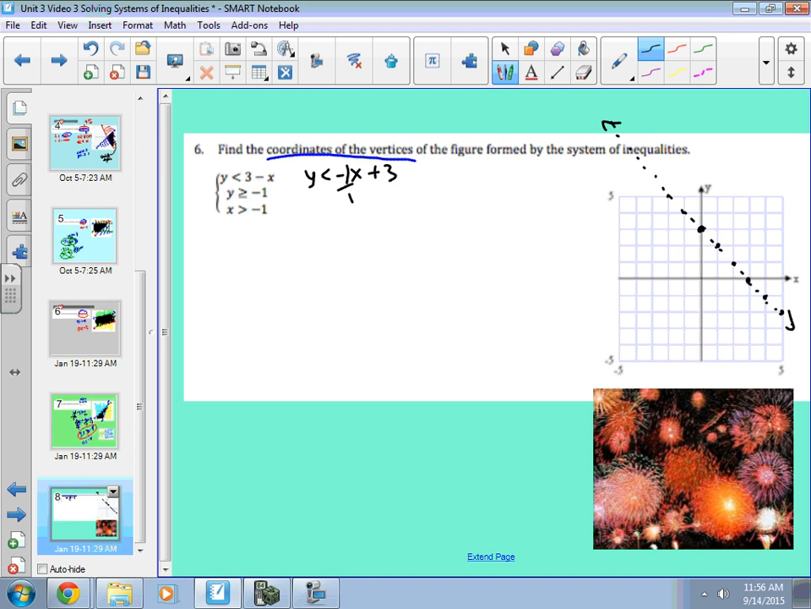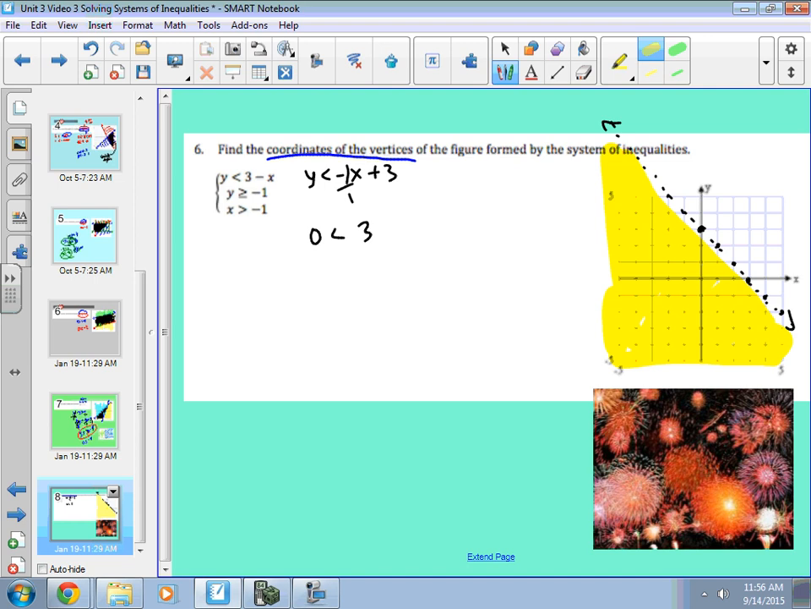All right, now we've got to shade. Pick a side and shade. And on this one, if we put in 0, 0, it looks like 0 is less than 3. That's true. We want to shade on the side of the origin. So everything here should get shaded in here.